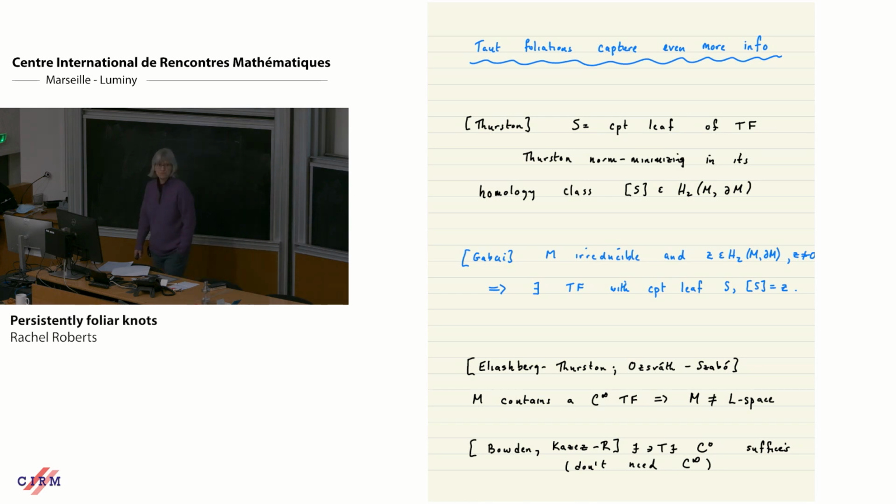And Gabai gives us a converse: if we have an irreducible manifold and a non-zero second homology class, then there's going to be a taut foliation that has that S as a leaf. Eliashberg, Thurston, and Ozsváth-Szabó combined tell us that if M contains a C-infinity taut foliation, then M is not an L-space. And Thomas gave us a lot more details about that.